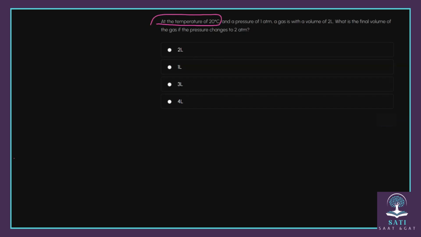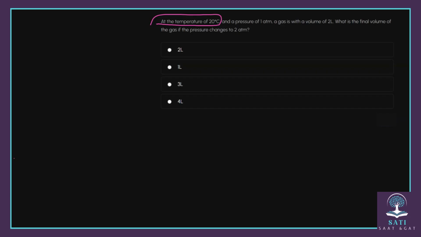How do I know that the temperature is constant here? Because they didn't give me a new temperature and they didn't ask me about a new temperature. So that means the whole process happens at a constant temperature. And when there's constant temperature and there is a change, and you are studying volume and pressure, that means we are going to study Boyle's law.